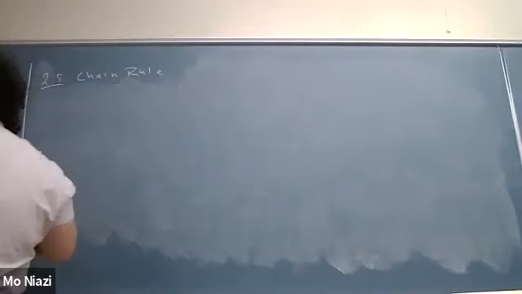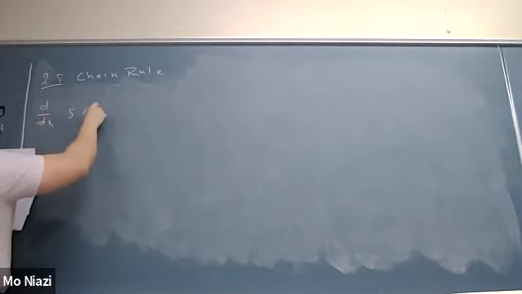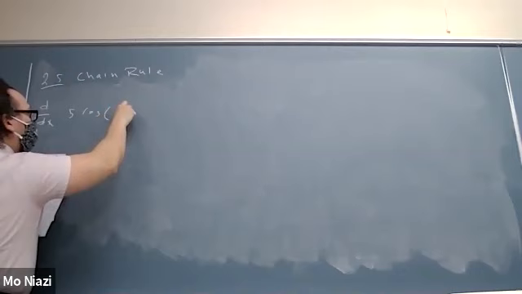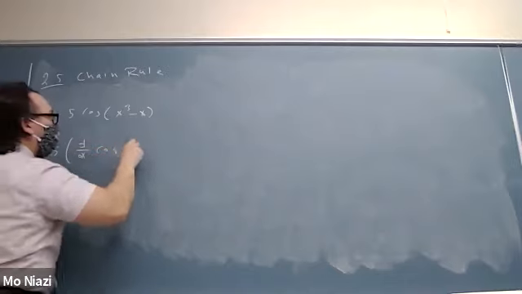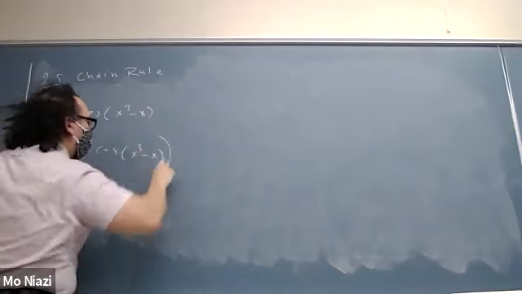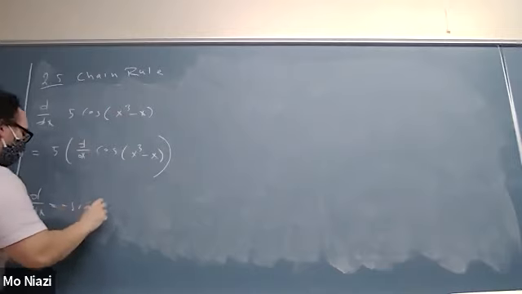Let's do another example. What about d dx of 5 cosine of x cubed minus x? Remember that the derivative ignores constants. So this just becomes this. It ignores that 5. Next, the derivative activates, and the derivative of cosine, remember, is negative sine.